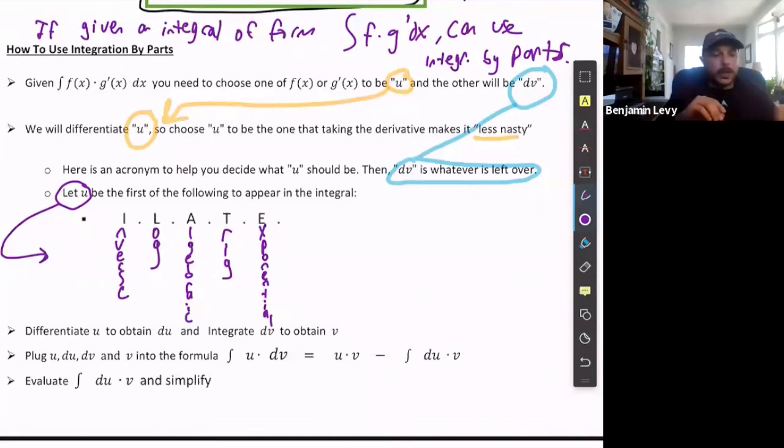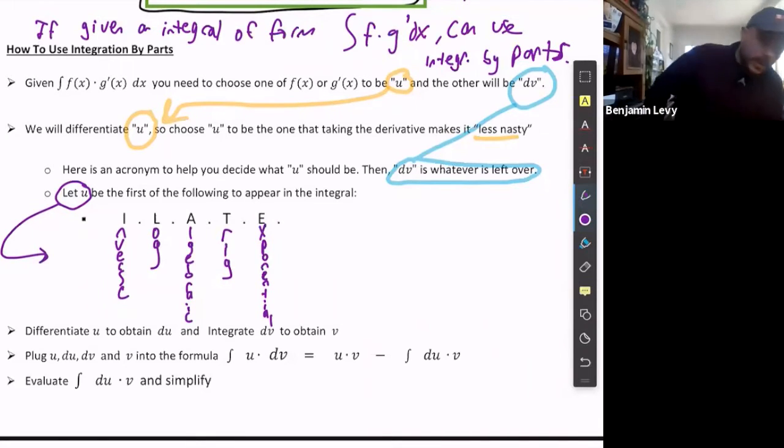I know there's a little bit of writing there, so let me just pause and let people catch up. Let's see if I can clarify something there before we look at an example. Well, I'll finish the method, and then we'll look at an example. Thoughts about that acronym or what I'm trying to say in terms of picking u? You'll see it play out in just a second here.